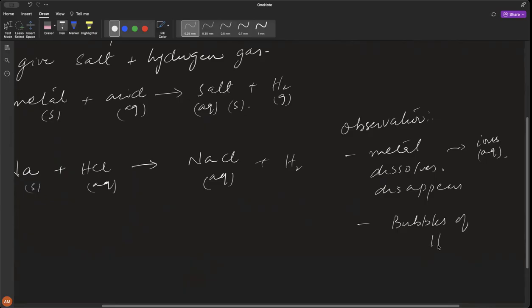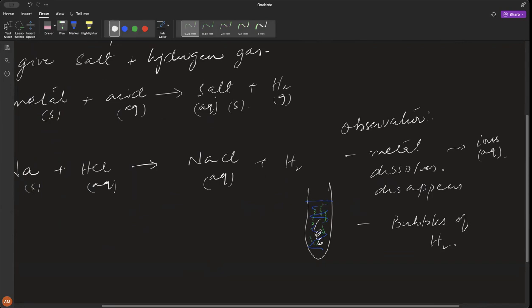Bubbles of hydrogen gas are going to be seen in the reaction. Something like this. This is the metal. Let's say this is the acid, and you're going to be seeing a lot of bubbles coming from the metal. All right.